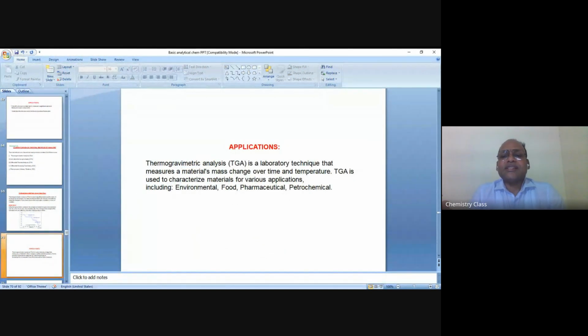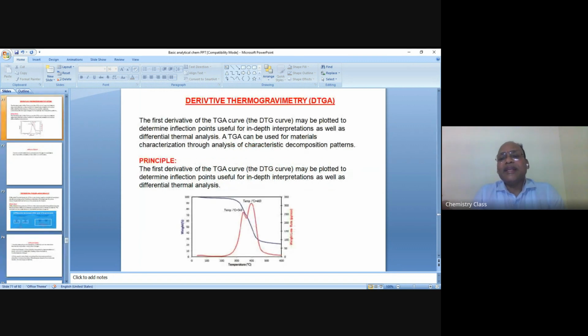Now the application of this one: thermogravimetric analysis is a laboratory technique that measures a material's mass change over time and temperature. TGA is used to characterize materials for various applications, including environmental, food, pharmaceutical, and petrochemicals. These are the applications of TGA. Now come to the point, DTGA. It is a derivative of TGA.